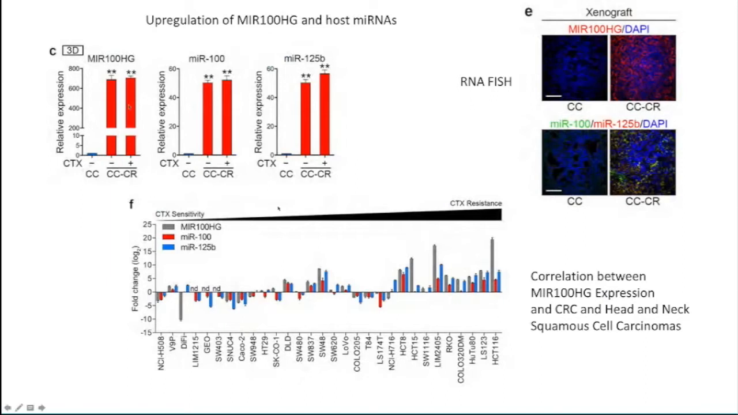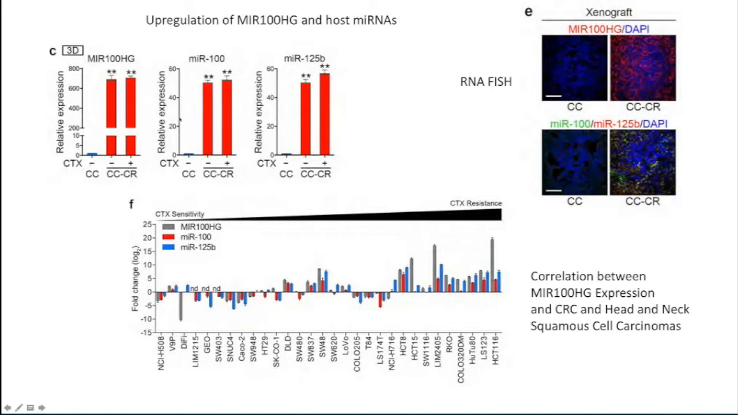So first off, we were able to show that not only by RNA-seq, but by other means, this miR100HG, the miR100, and the miR125 are all dramatically upregulated in these cetuximab-resistant cells. If you go over here to the right and we're doing RNA fish, you can see that the miR125 in red is highly upregulated and the miR100 in green is highly upregulated, so by fish and by PCR.